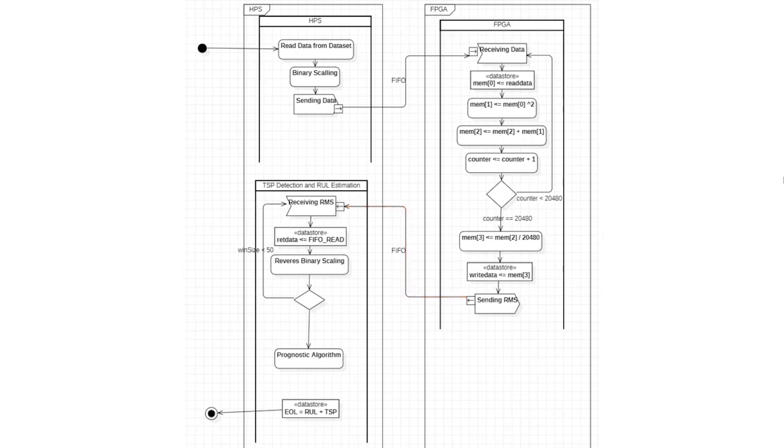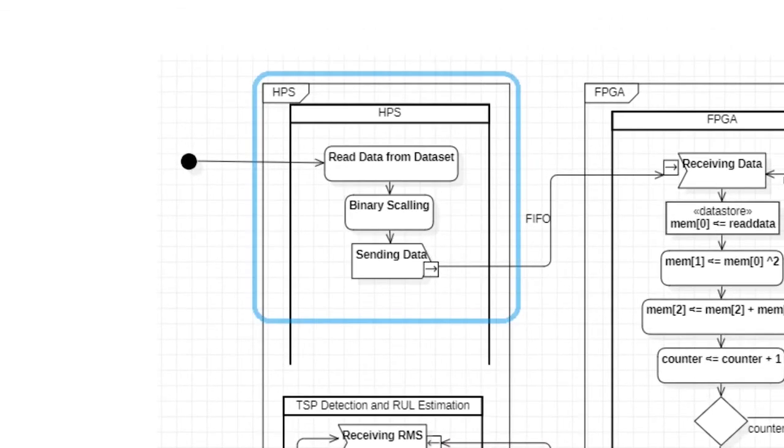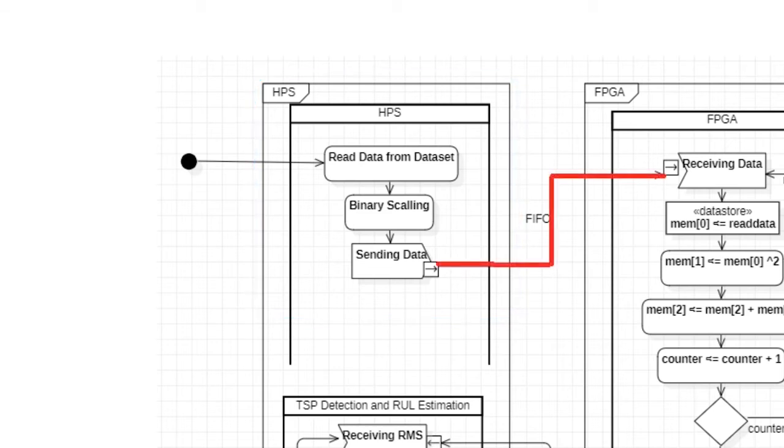The program starts with data reading from files, simulating the bearing vibrational data being received by HPS. Then, the data will undergo binary scaling, as FPGA could not read floating points. The scaled data is then sent to FPGA.